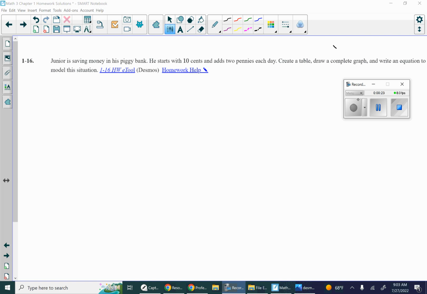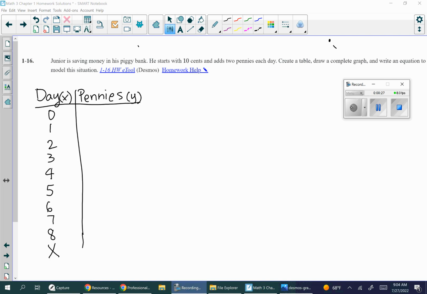The favorite place to start with these is with a table. So let's set up a table. Okay, so we've got a table sort of set up here. Day is the independent variable and pennies is the dependent variable because the number of pennies depends on how many days have gone by. And so our day 0, that is the starting point. And notice he starts right up here with 10 cents or 10 pennies.